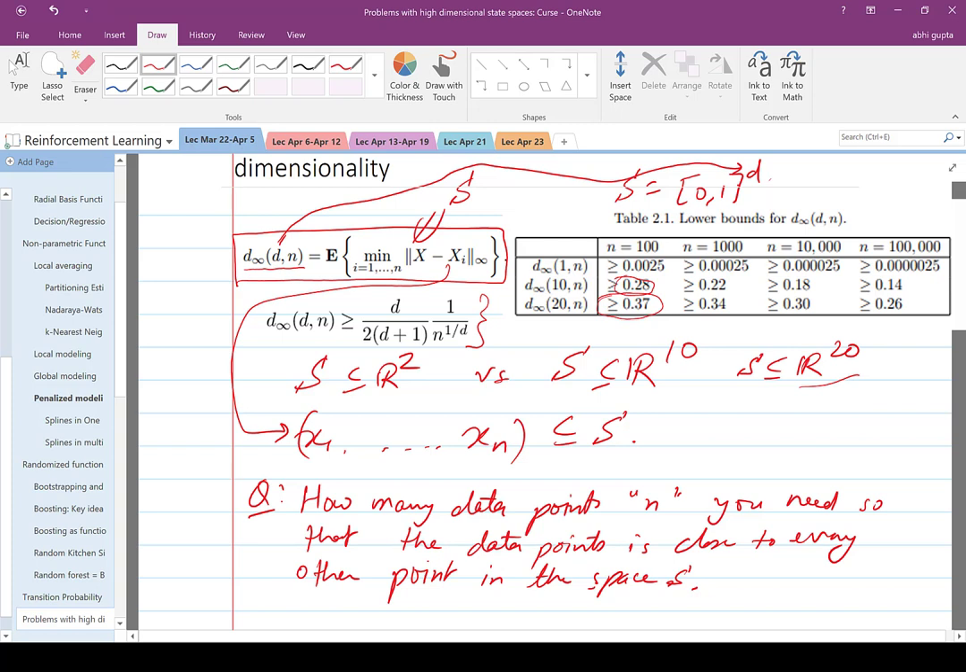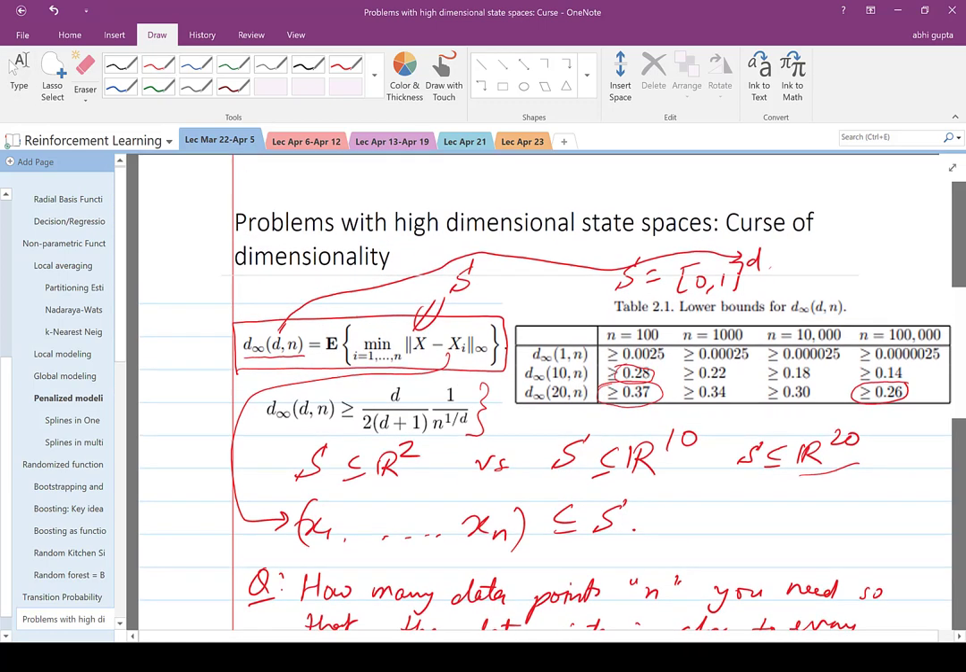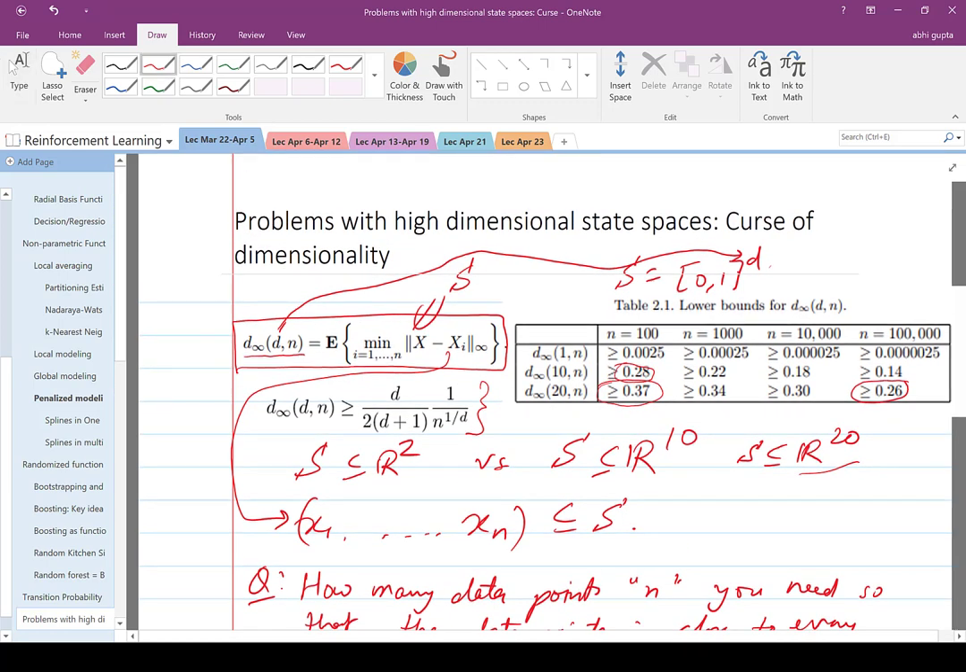Okay, and so if you are in 20 dimensional state space, and even if you have 100,000 data points, you are still very far away from all the points in the space in expectation. This is known as the curse of dimensionality. So as your dimension increases, your requirements on the number of data points you need increases significantly.